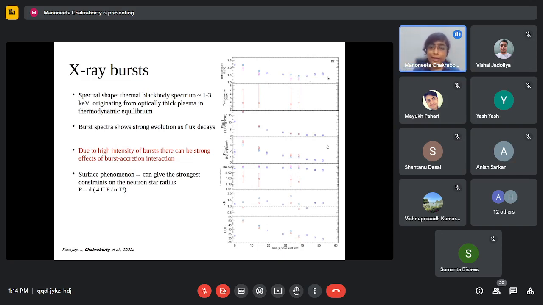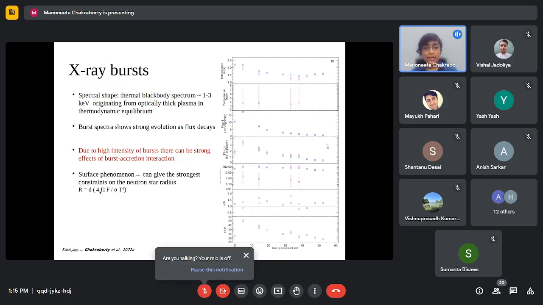If we can clearly map out how the temperature changes with time, and this is the radius, how the radius is changing, then using this and the simple Stefan-Boltzmann formula, we can put a constraint on the radius of the neutron star and thereby put a constraint on the equation of state of the dense matter.